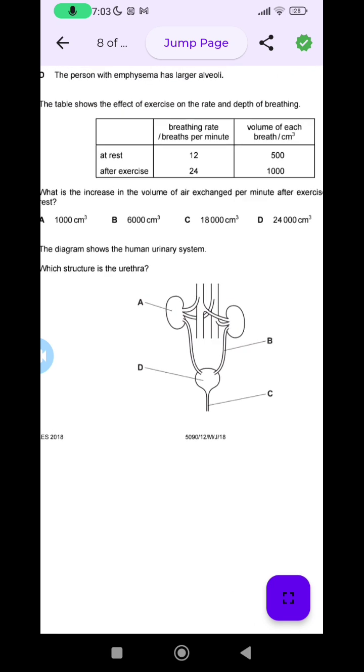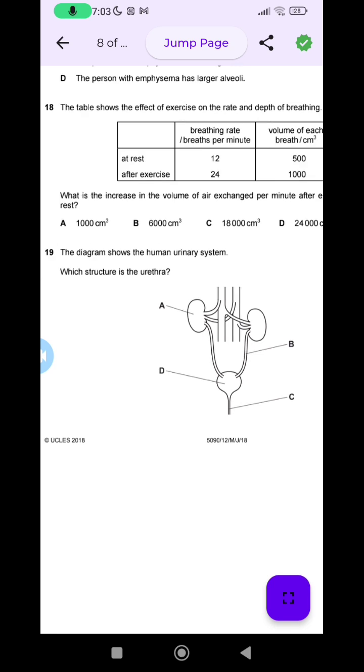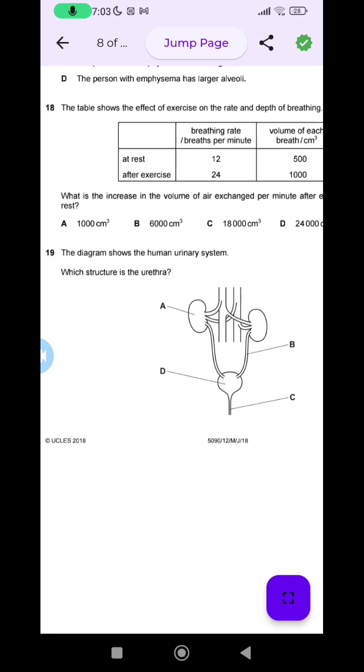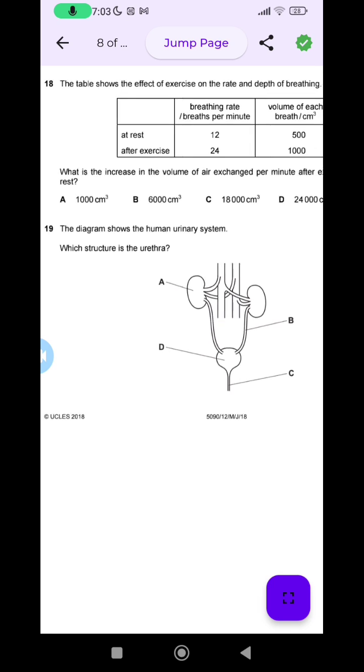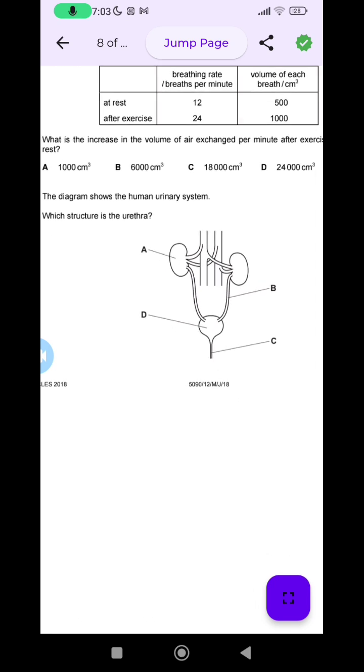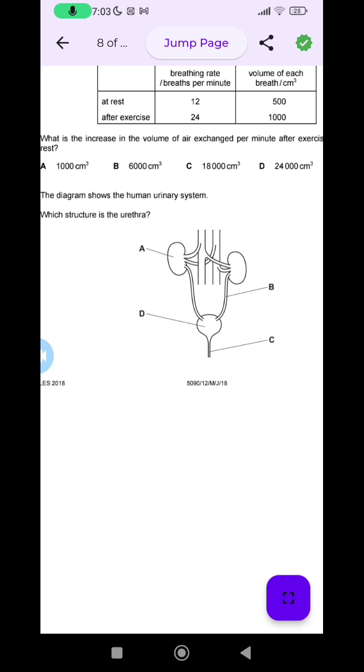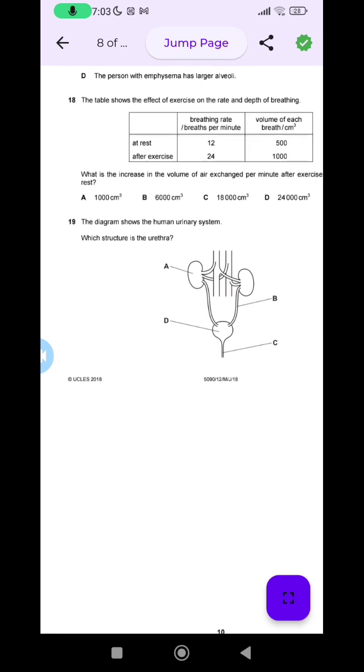As 12 is the breaths per minute, and the table shows the volume of air we are taking in per breath, we will have to multiply them to calculate the amount of air we inhaled. The diagram shows the human urinary system. Which structure is the urethra? A is the kidney, B is the ureter, D is the bladder, and C is the urethra. So C is the correct option.